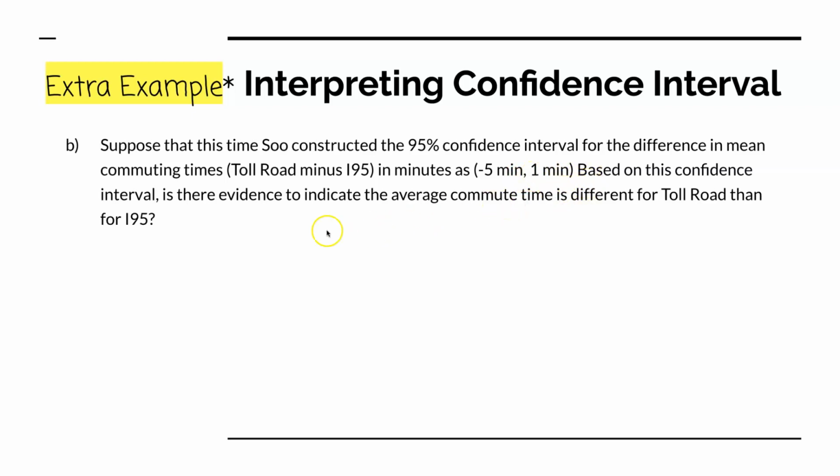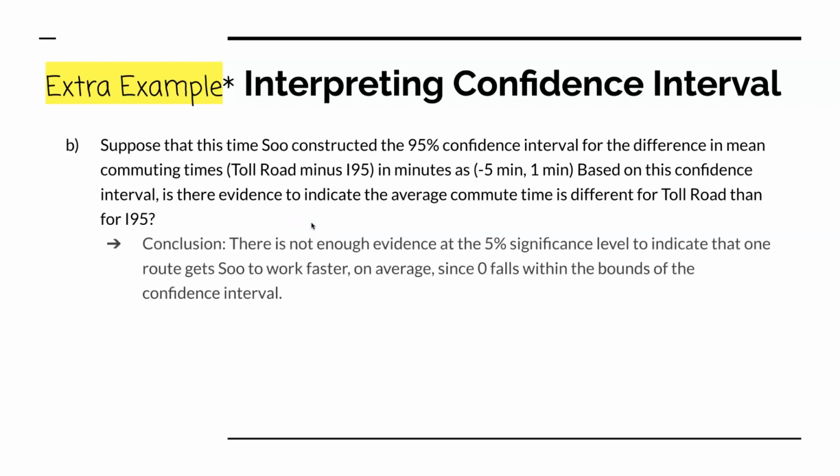Based on this confidence interval, is there evidence to indicate average commute time is different? No. There's not enough evidence at 5%. Why? Because the 0 is in this confidence interval. So any time your lower bound stretches to a negative number and your upper bound is positive, that means they're probably the same. They're about the same. Well, if I'm really late I'll still take the chance, but on average, there's really not a big difference. That's what we found out.